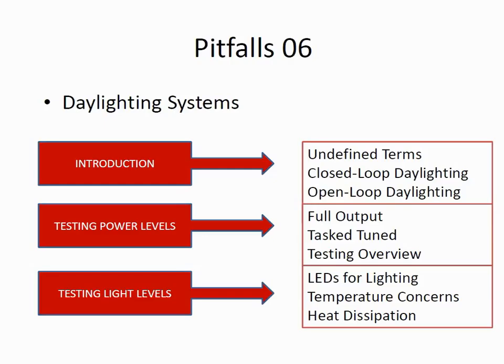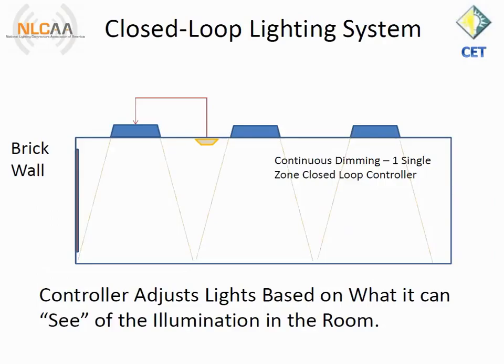Let's take a look at daylighting systems. Let's examine automatic daylighting systems, the most problematic systems for an acceptance test technician to test. Imagine we have an interior space with no windows or skylights. Let's find out how these things work. This is a closed loop system.